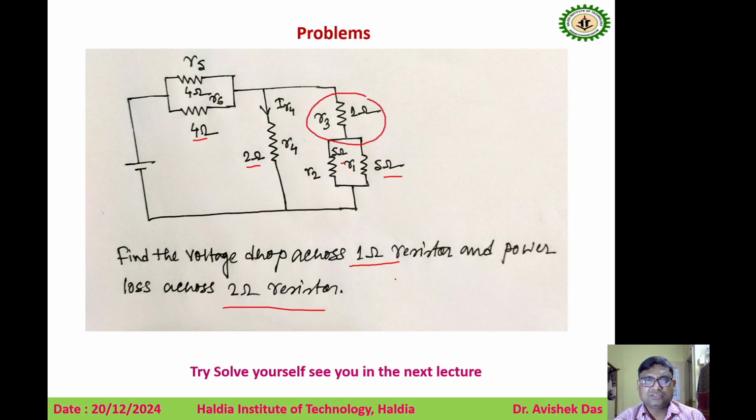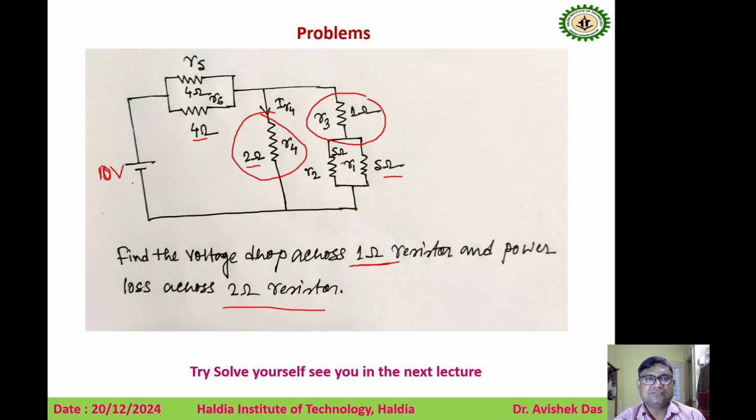So you have to find the voltage drop across the 1 ohm resistor, and you have to find the power loss across the 2 ohm resistor. Where is the 2 ohm resistor? Look in the network. This one is the 2 ohm resistor. So how do you determine the voltage drop across the 1 ohm resistor? For this circuit, look, the voltage source is 10 volt. It is not given in the problem text, but here it is given as a 10 volt voltage source.